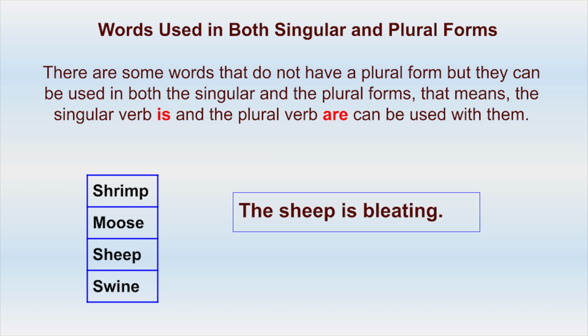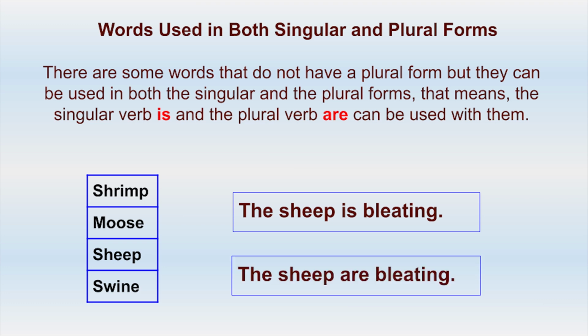So for example, the sheep is bleating. That means one sheep is bleating. If we say the sheep are bleating, it means more than one sheep are bleating.